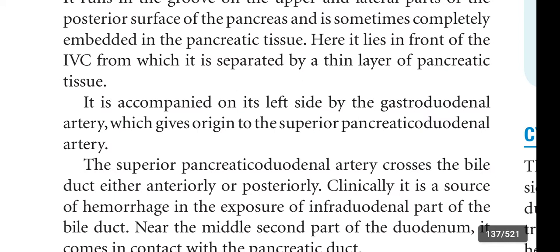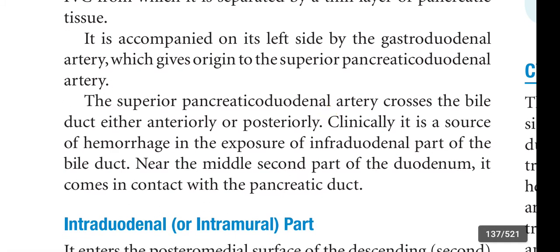It is accompanied on its left side by the gastroduodenal artery, which gives origin to the superior pancreaticoduodenal artery. The superior pancreaticoduodenal artery crosses the bile duct either anteriorly or posteriorly.